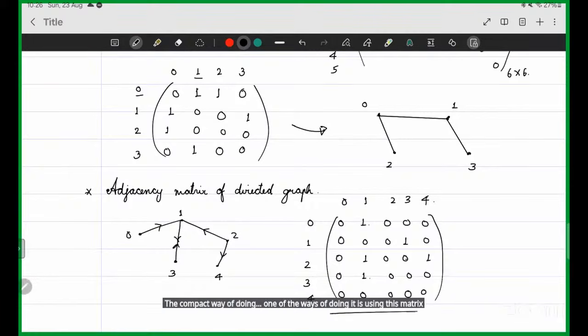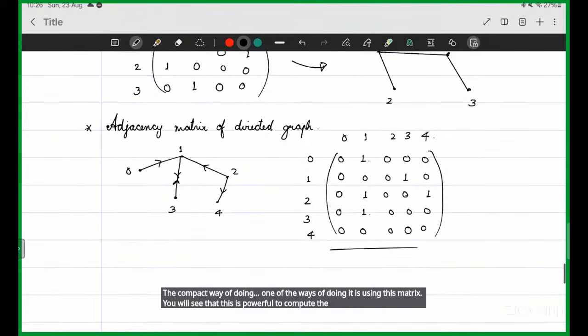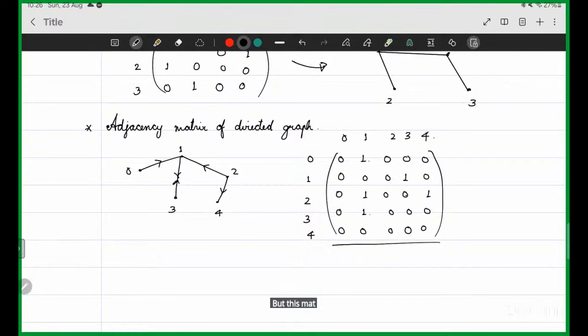You will see that this is powerful to compute the number of paths also later on in week 11. But this matrix contains the entire information about the graph.